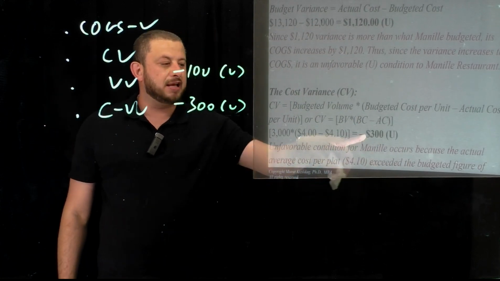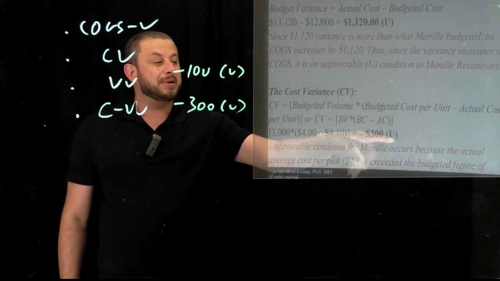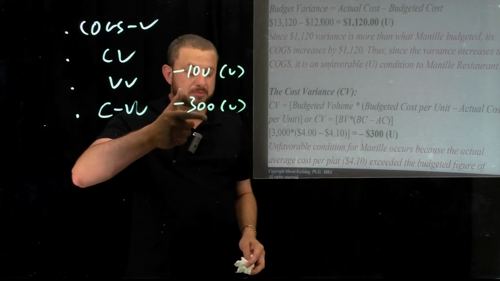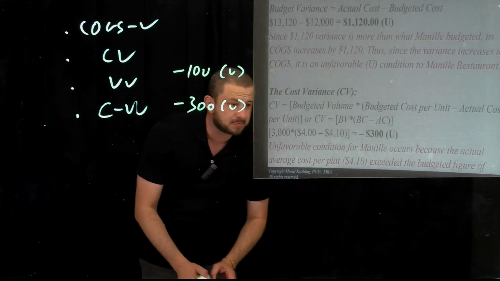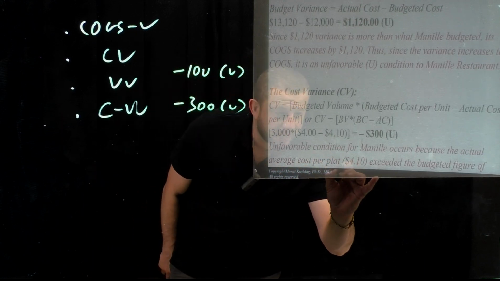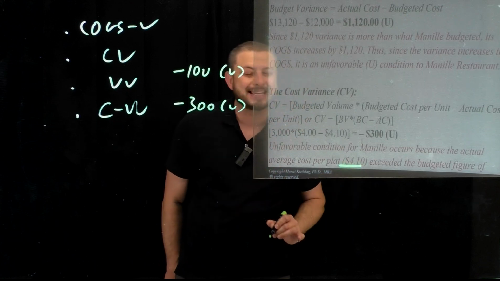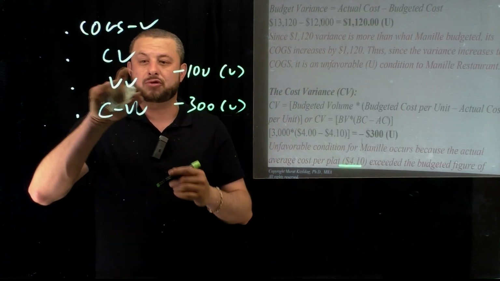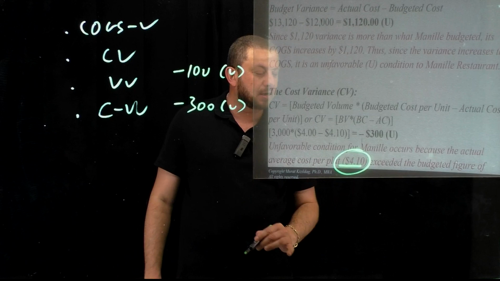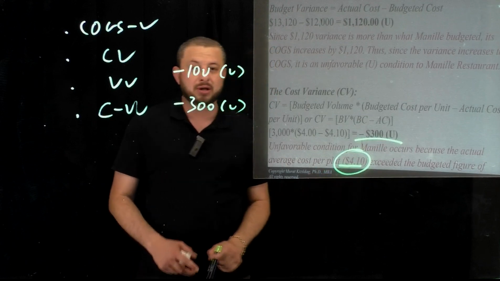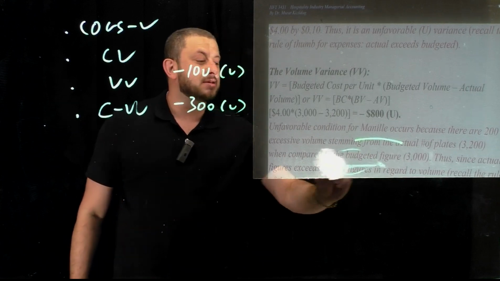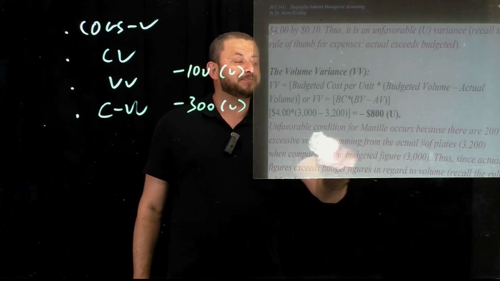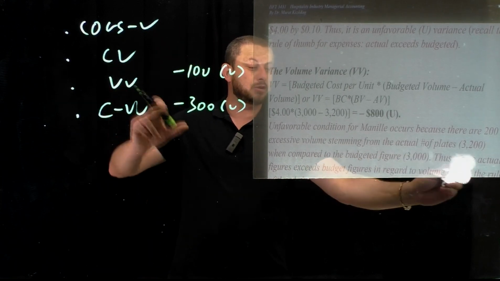Take a look. Yes, we have negative $300 over here, and it's unfavorable, but not just because it is a negative 300. That's why we have unfavorable results, because actual exceeds the budget again for CV by $4.10. Therefore, in total, we have a $300 unfavorable result for the cost variance.